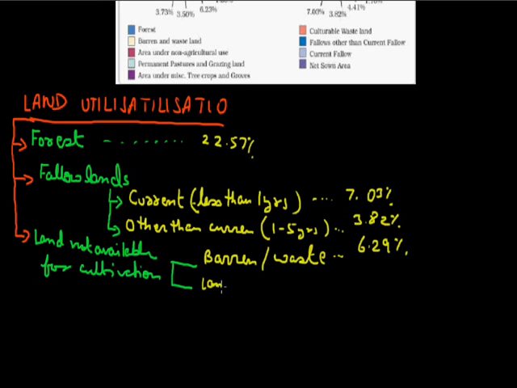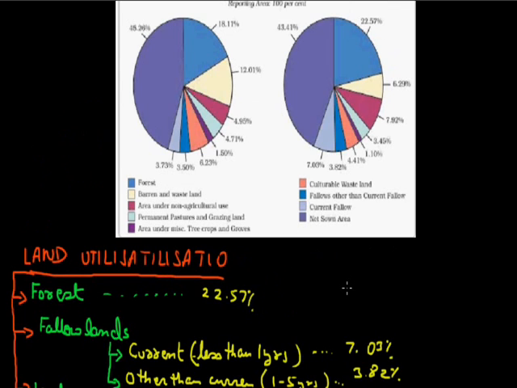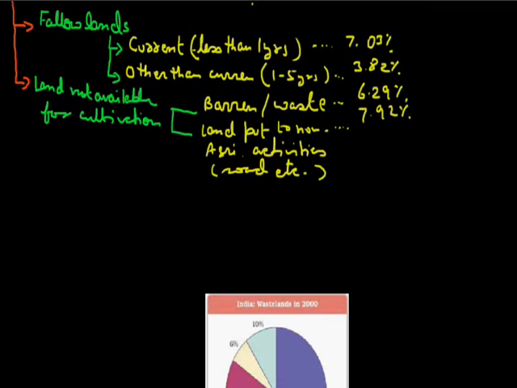The next one is the land put to non-agriculture activities like roads, or we can say road transport, buildings, etc., construction work. So this land is also not available for cultivation. We cannot cultivate anything here also. This type of land, as we can see here in this picture also, is 7.92%.